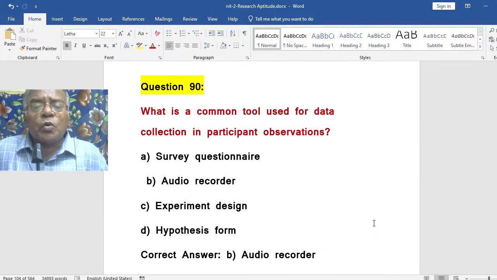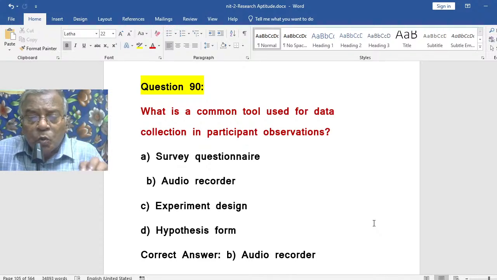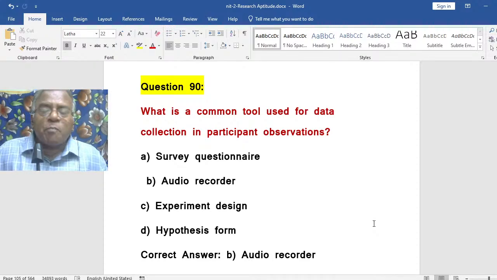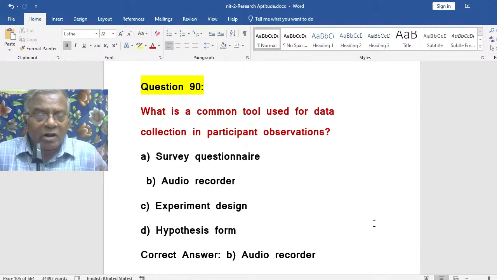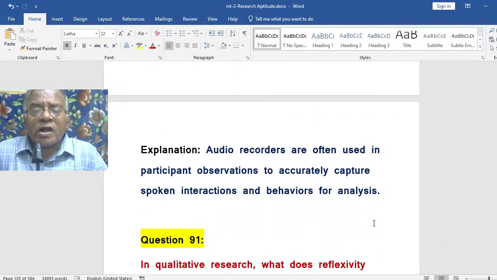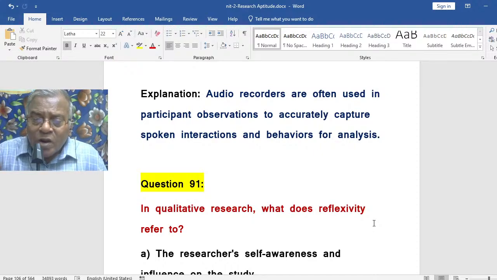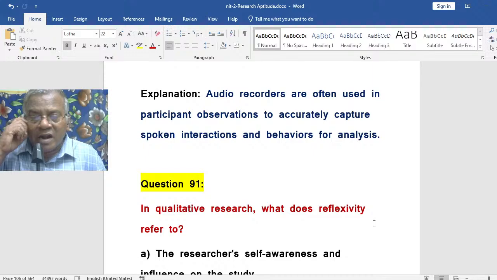What is a common tool used for data collection in participant observation? Of course, out of these four, very easily we can find out. Tool means instrument. Which instrument are you using for data collection in participant observation? In order to get the correct data, you are using an audio recorder so that no point is missed. That is the idea here. Audio recorders are often used in participant observation to accurately capture spoken interactions and behaviors for analysis.